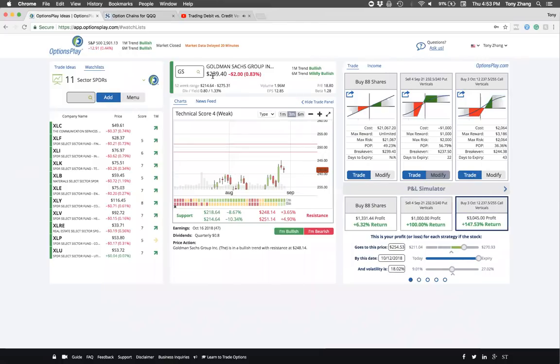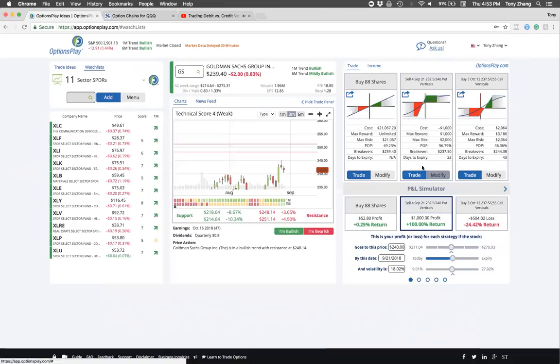So first of all, Goldman's trading at 240 right now. Like I said, there are different views on this. You can think that Goldman's just near its support level. It's just going to sit around here and not really move a lot. And if that's the case, you can say, well, what happens if Goldman stays at 240 between now and the expiration date, which is September 21st for this strategy?